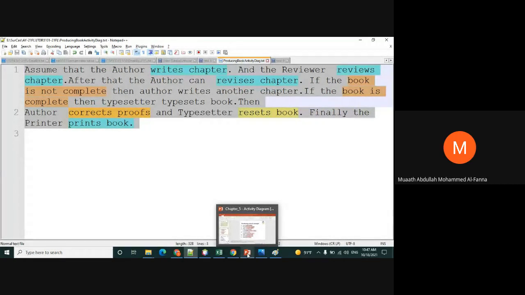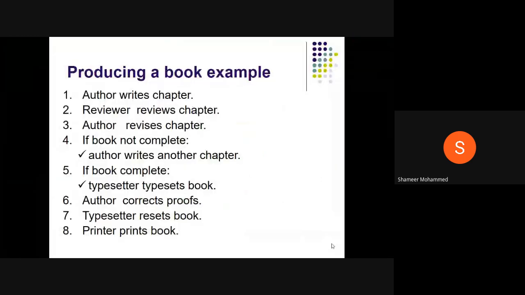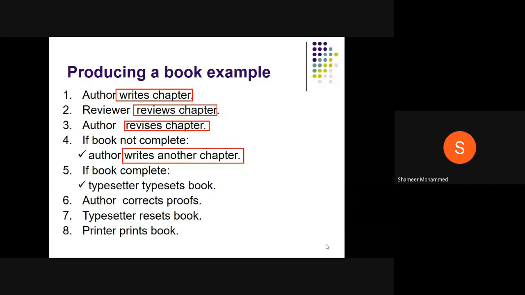Then after this, you should underline like this. Author, what will he do? Writes a chapter. Reviewer, what will he do? Reviews the chapter. So these are the activities for us now. Author will revise the chapter. This is the condition: if not complete, write another chapter. If complete, give for typesetting.